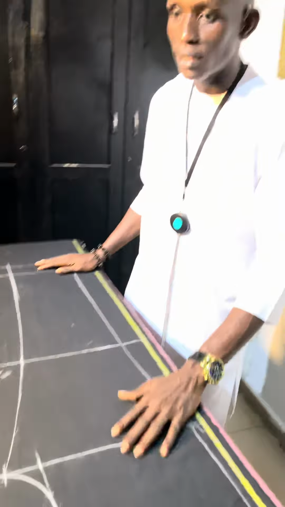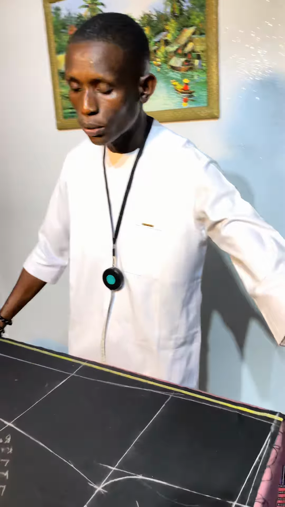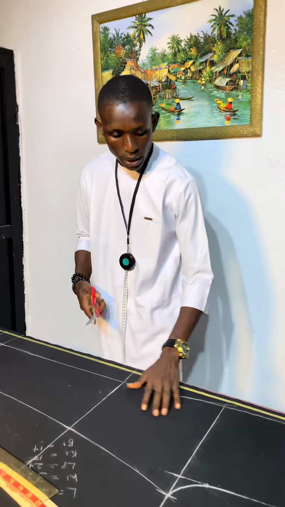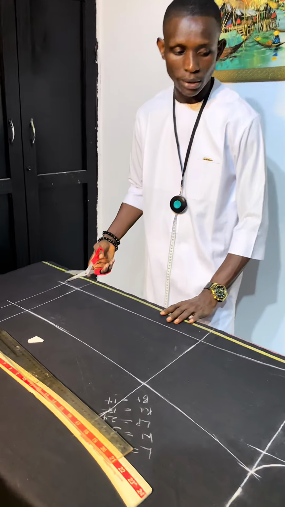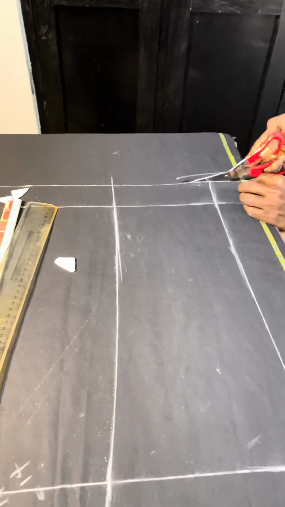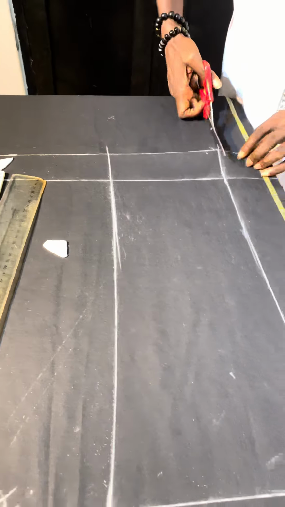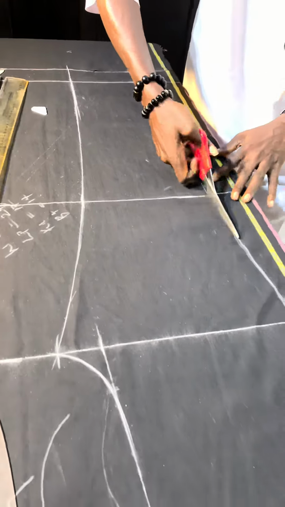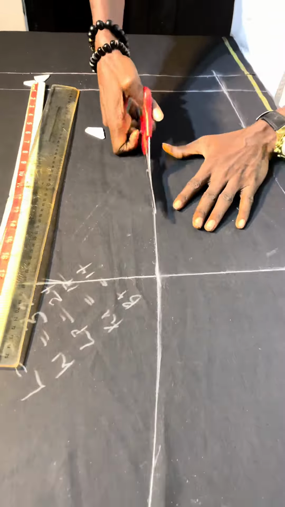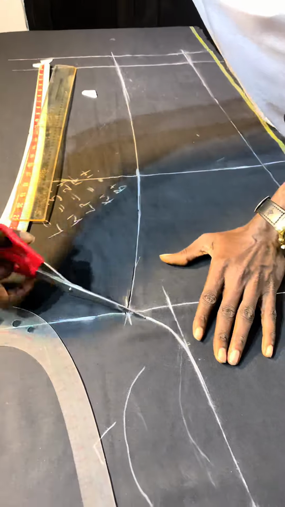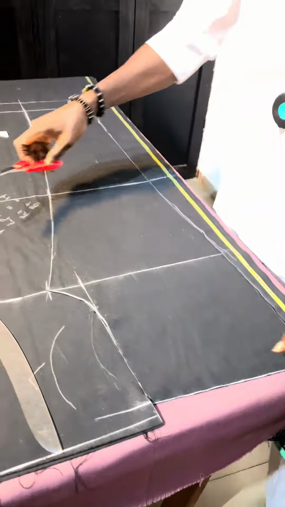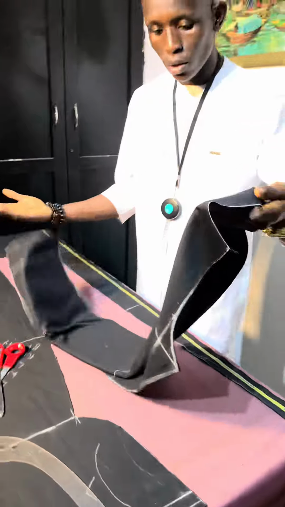So after this, the next thing you want to do is to cut out what you have drafted. You can either start your cutting from the base or you start from up. So we are starting from the base. Remember, we folded it into two, so I've cut it out. You can now see it.